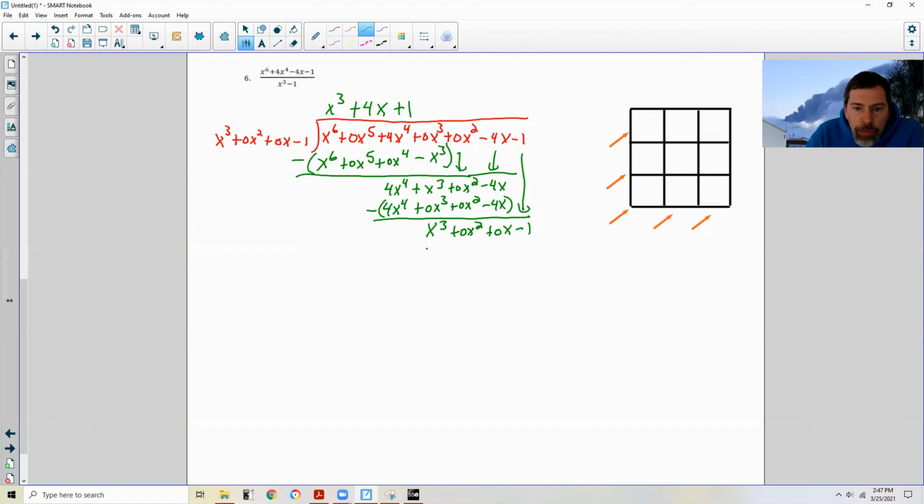1 times x cubed is x cubed. 1 times 0x squared is 0x squared. 1 times 0x is 0x. 1 times a negative 1 is negative 1. We're subtracting. X cubed minus x cubed is 0. 0 minus 0 is 0. 0 minus 0 is 0. Negative 1 plus 1 is 0. We have no remainders, we are done. It went in evenly. My answer is x to the 3rd plus 4x plus 1.